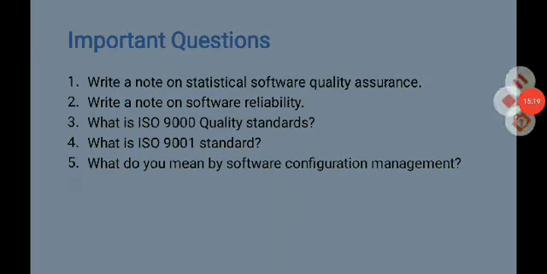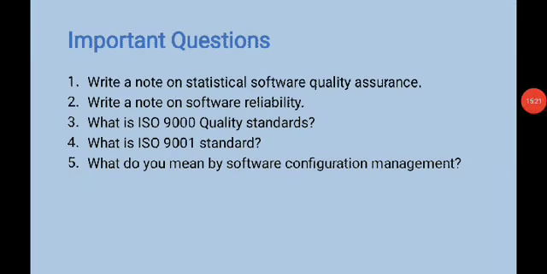Okay, so an important question can be asked: a short note on statistical software quality assurance. We already discussed SQA, I think, in our first unit or second unit, first lecture or second lecture. I have discussed it in both of them, so it is something you can link back to earlier lectures also. From unit 4, you have software reliability, what the ISO 9000 quality standards are, what the 9001 standard is, and what we mean by software configuration management.